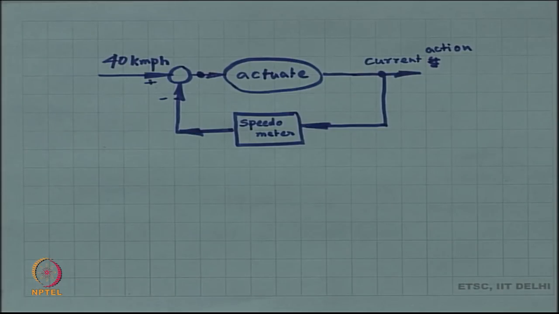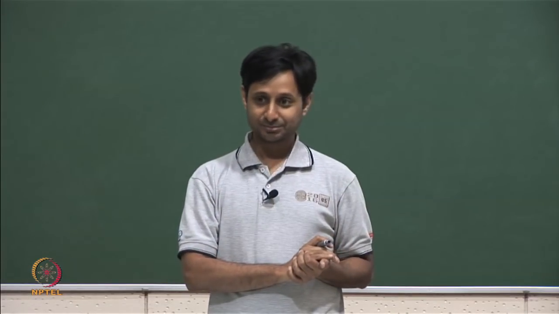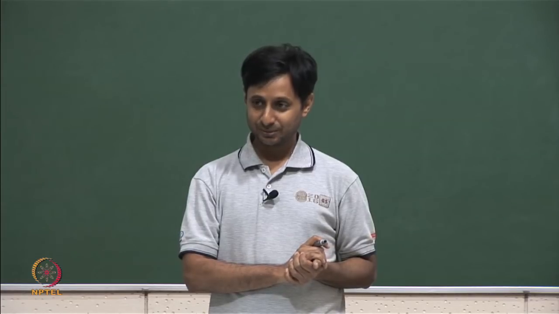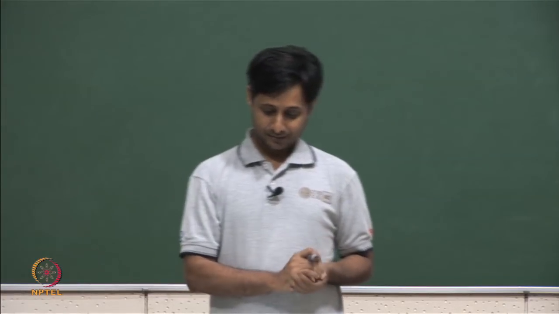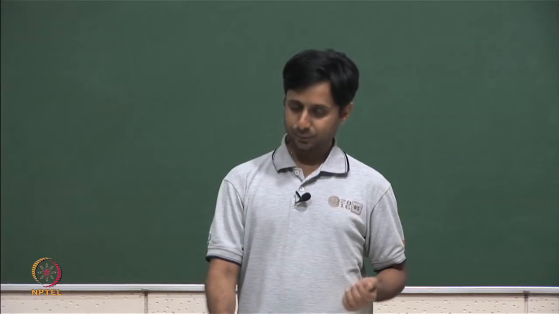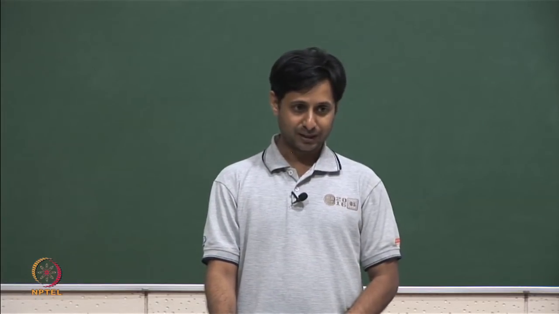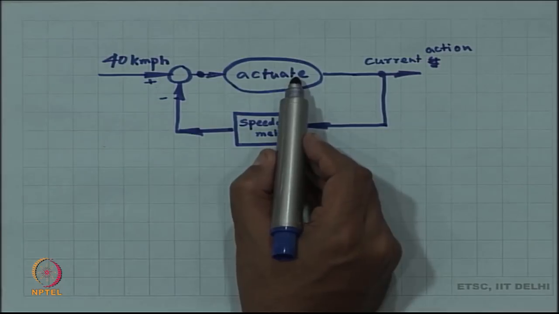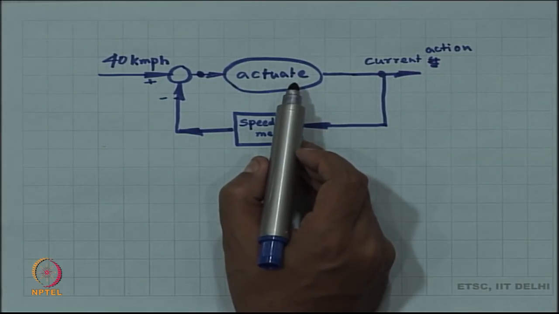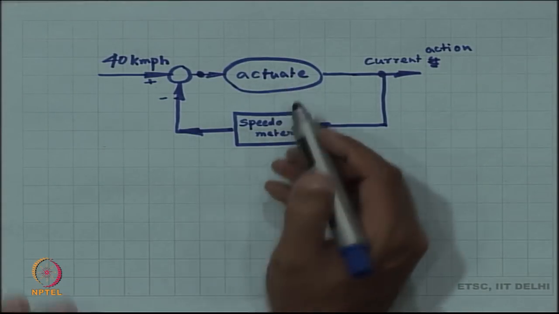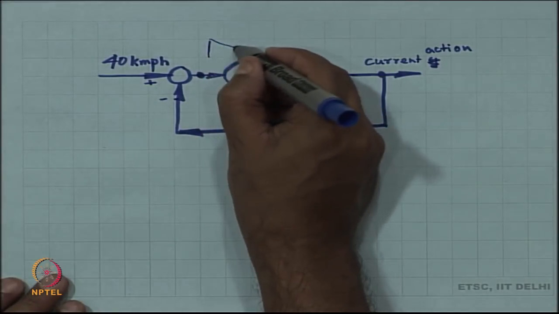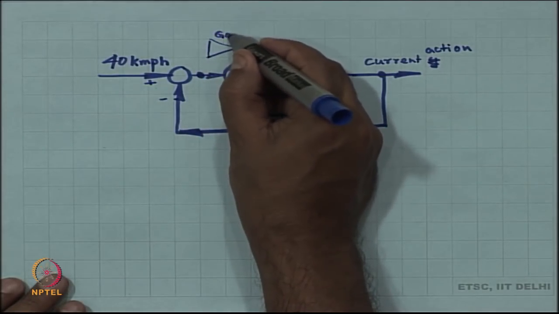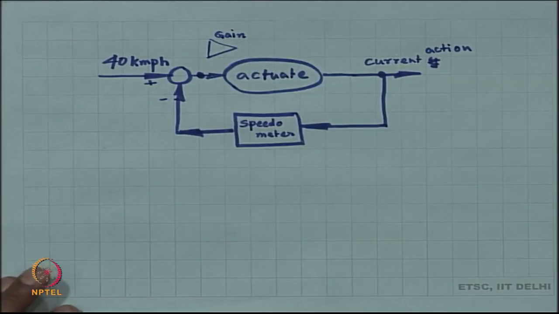If the error was -1, you have to brake. So, depending on the error, you have to either accelerate or decelerate or keep your velocity just the same. Okay, so here we have a gain, usually we have a gain. All right. So, this is the general scheme of things.